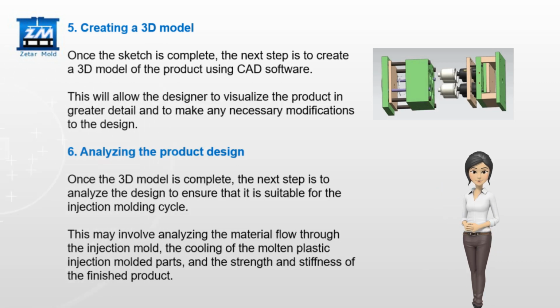Analyzing the product design. Once the 3D model is complete, the next step is to analyze the design to ensure that it is suitable for the injection molding cycle. This may involve analyzing the material flow through the injection mold, the cooling of the molten plastic injection molded parts, and the strength and stiffness of the finished product.